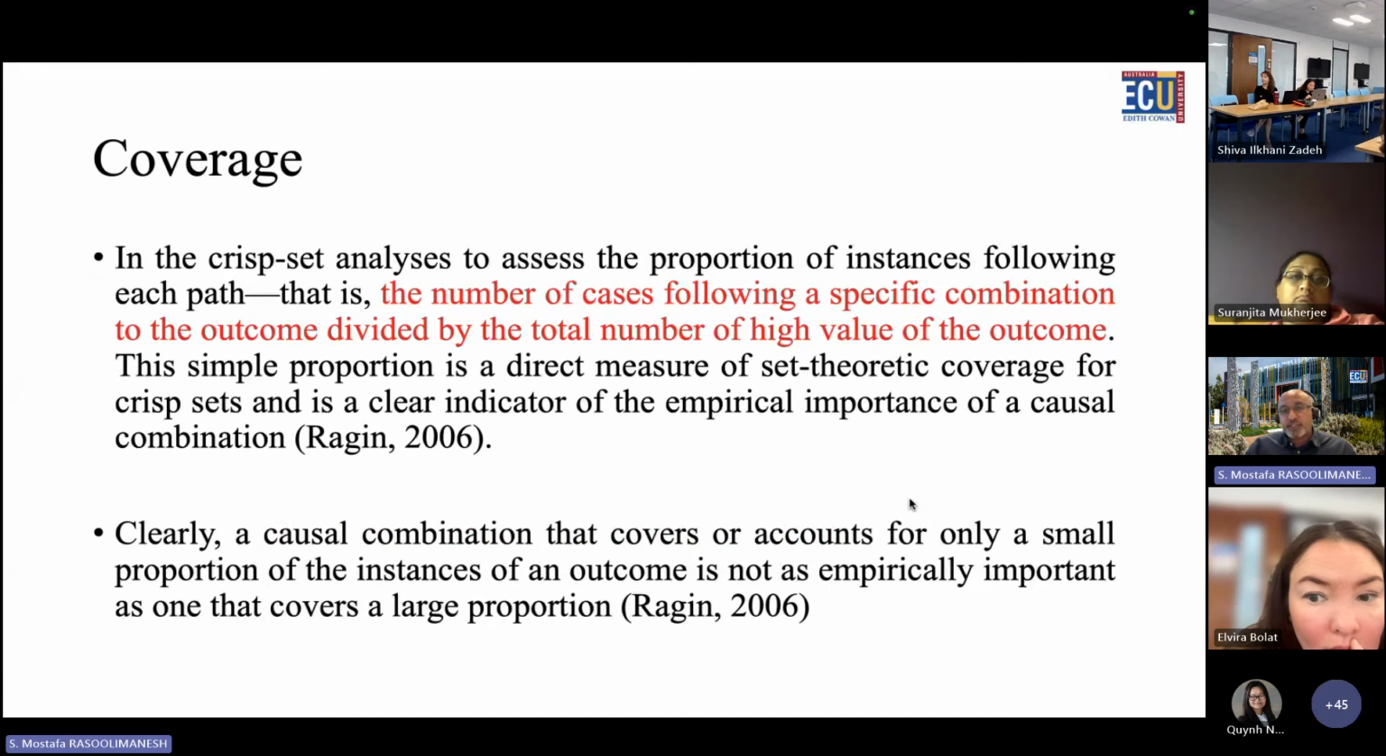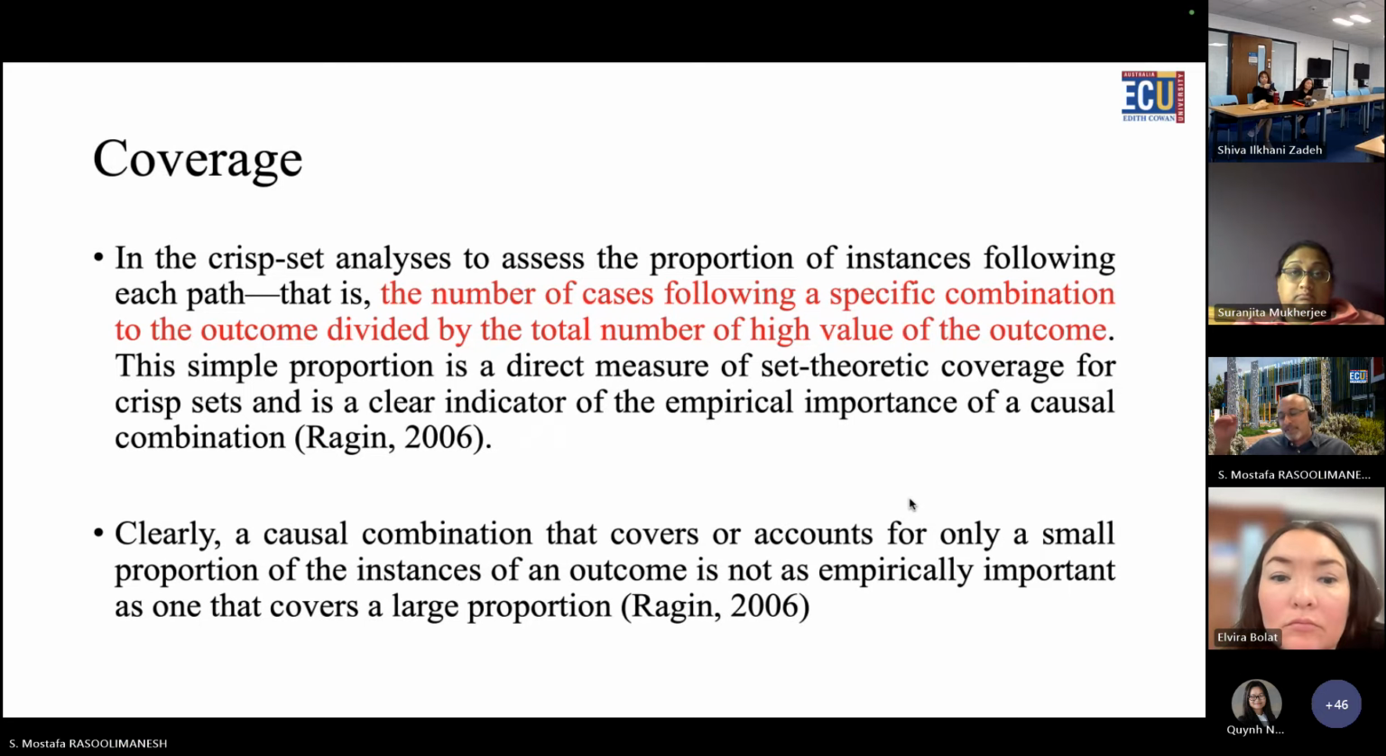What's the meaning of coverage? Coverage is the number of cases of a specific combination, a specific configuration, that actually generate or answer high level of outcome, divided by the total number of high values of outcome. What does it mean?